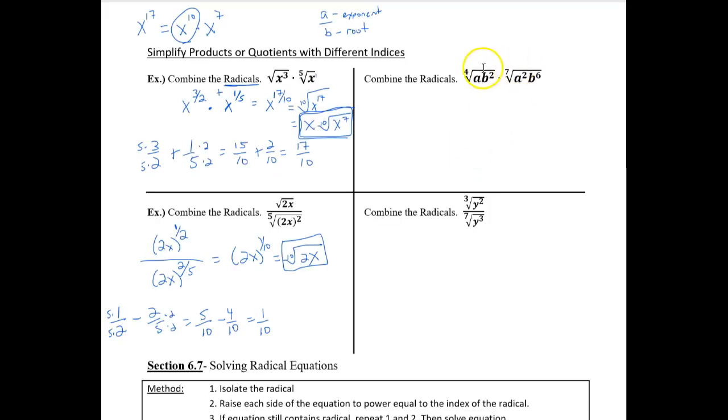Okay, I gave you guys one that was a little bit harder. Let's see how you did. So I'm taking the 4th root of a times b squared and multiplying it by the 7th root of a squared b to the 6th.